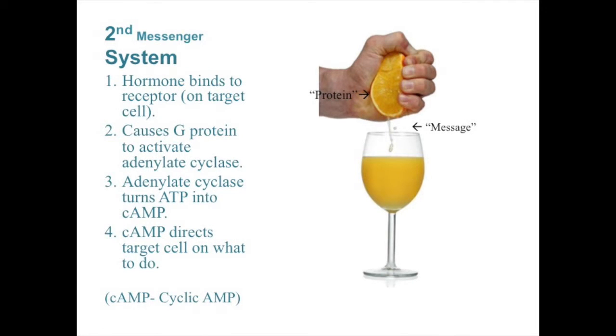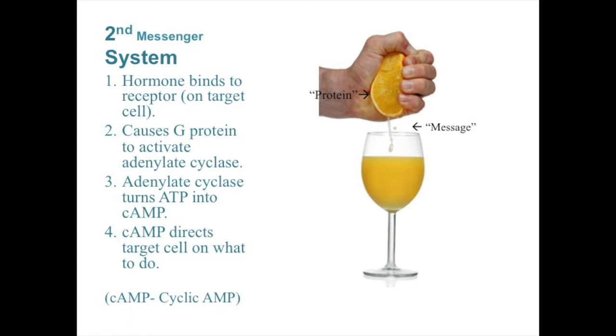One of the two systems I would like to talk about from the endocrine system is the second messenger system. For this, I like to use the example of an orange being squeezed into a glass. The orange itself is a protein, and the juice leaving the orange is the message going into the glass. So, for a cell, this would be the protein being outside, the hormone being the message coming from the protein into the cell, and the protein staying on the outside while the message goes inside the cell by itself.